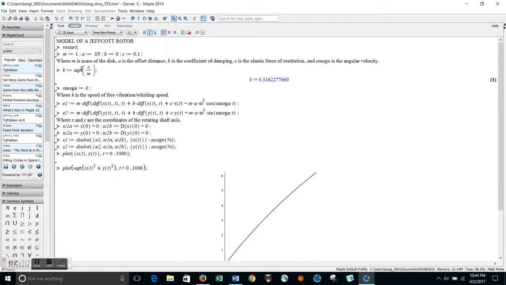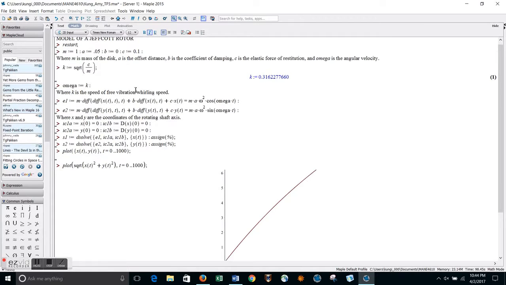So for today's model, we'll be using a mass of 1, an offset distance of 0.05, no damping, and an elastic force of restitution of 0.1. I've moved the angular velocity down here because I'm going to change it as we go along, and it's a little easier to keep things separate when you're trying to do that. I've decided to go undamped today to really show the effect of changes in the angular velocity.